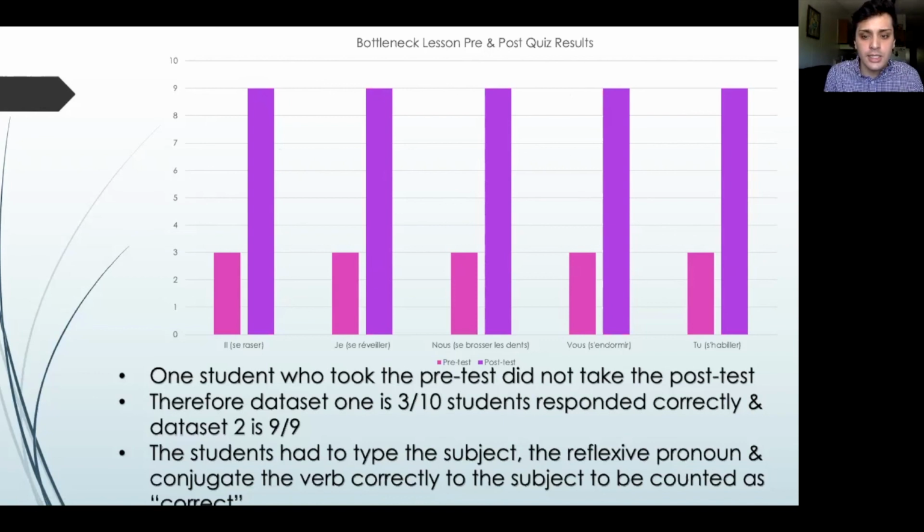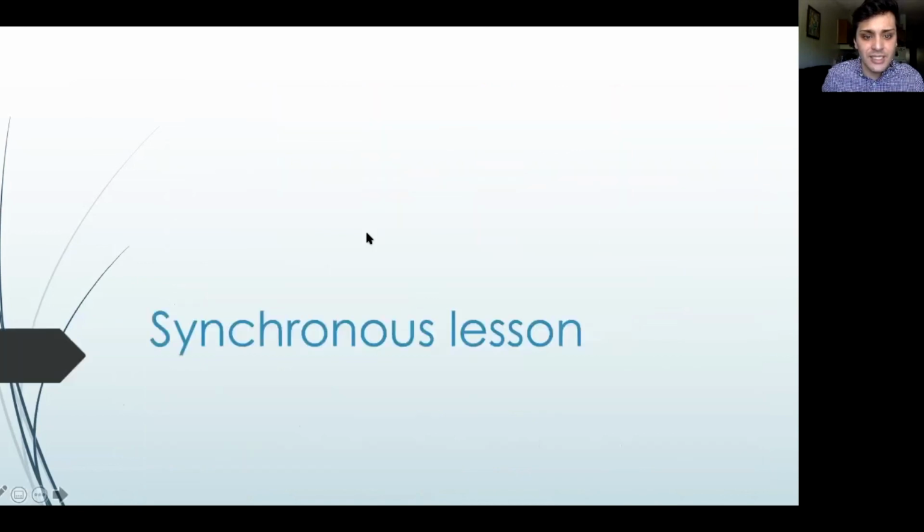And for the pretest data, I can't really say why there were 3 students who had correct results, but I do know that this semester I did have 3 heritage speakers in my class, which are students whose parents speak French. So it's likely that they just got it right by having had more exposure to it than the other students. Yeah.